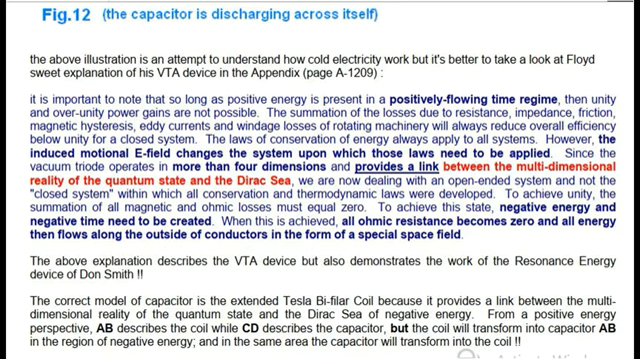The correct model of capacitor is the extended Tesla bifilar coil because it provides a link between the multidimensional reality of the quantum state and the Dirac sea of negative energy. From a positive energy perspective, AB describes the coil while CD describes the capacitor, but the coil will transform into capacitor AB in the region of negative energy, and in the same area the capacitor will transform into the coil. How can we explain this physically?